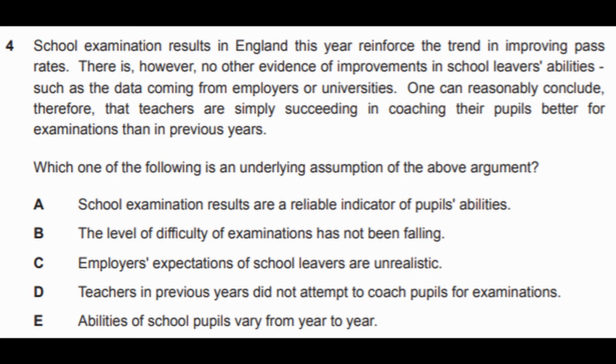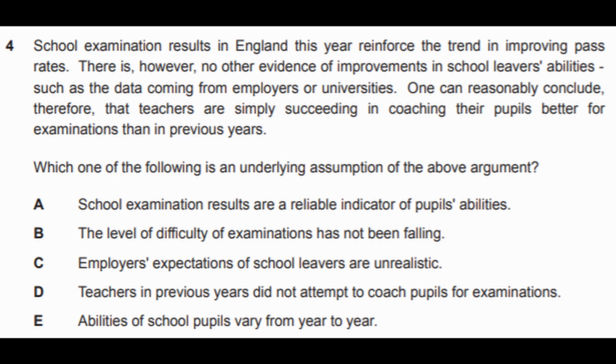So let's go through. The correct answer is B, but let's go through all of them and see why the others are incorrect and why B is correct. So for A, this is wrong because the argument is actually saying the opposite of what this statement says. It's saying that school exams are not a reliable indicator of ability, and that's why the writer believes that the tutors must be coaching their pupils in a better way, not actually improving their ability.